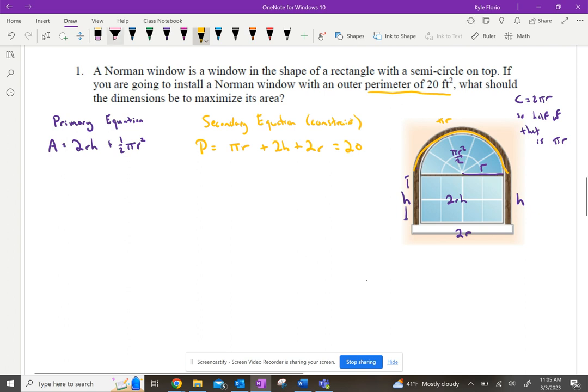So looking at how this is set up, I think the easiest variable here to solve for is going to be h. There's just one h to deal with, so I'm going to isolate that h. So to do that, I'm just going to move the pi r to the other side, move the 2r to the other side. So those go away. So 2 times the height is equal to 20 minus pi r minus 2r. And divide both sides by 2.